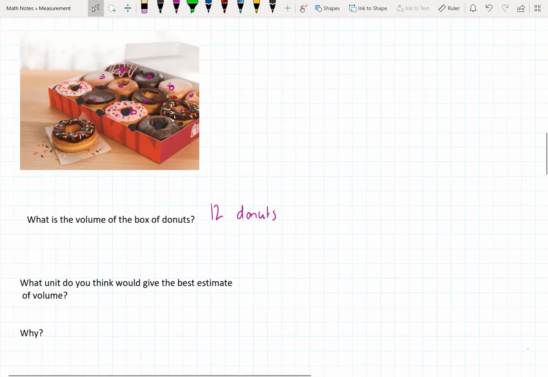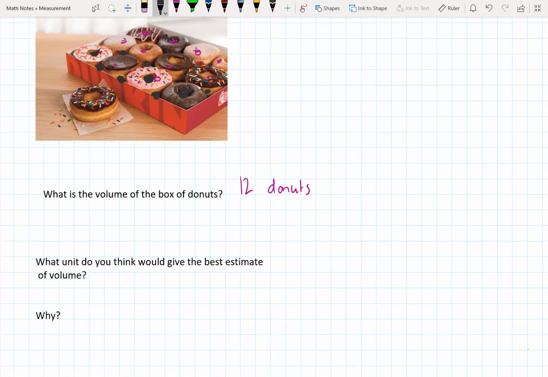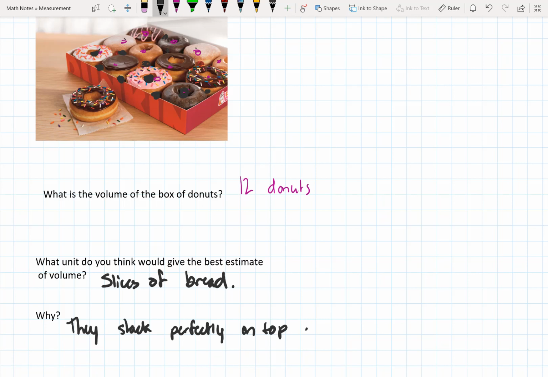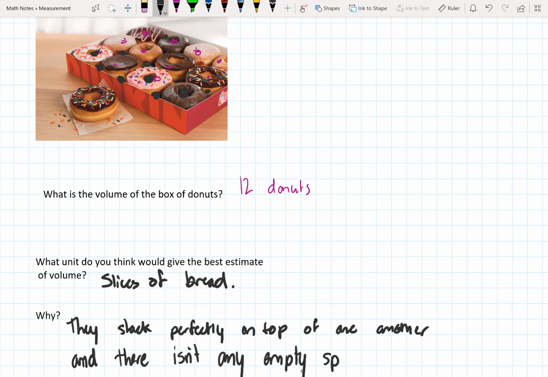So my last question is, what unit do you think would give the best estimate of volume? We would say the slices of bread. And why would the slices of bread give you the best estimate? They stack perfectly on top of one another, and there isn't any empty space.